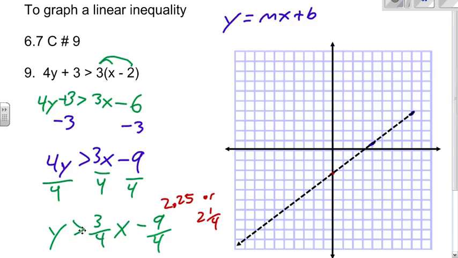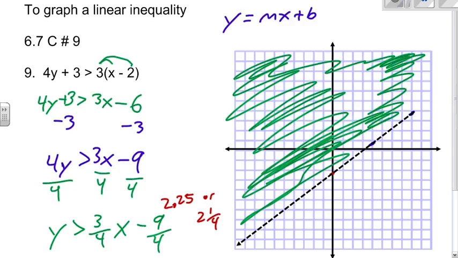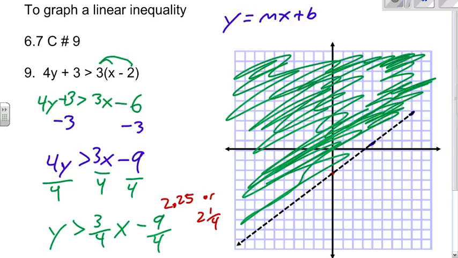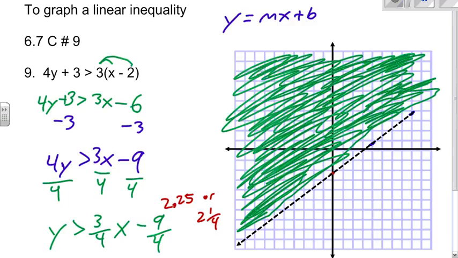Since it is greater, greater means up. If it were less, we'd do down. But since it's greater, we shade above our dotted line. So all of this gets shaded. Which means everything above this line is a solution. Since it's dotted, the line doesn't actually count. It has to be above the line. That's it.